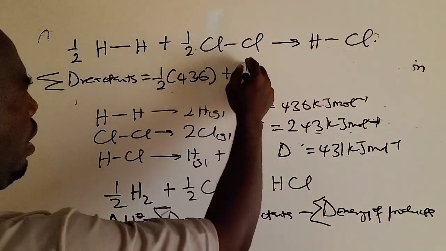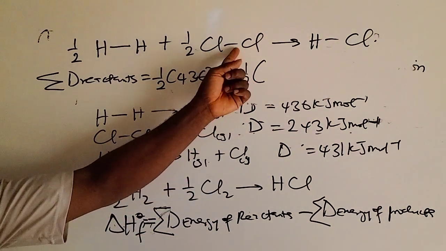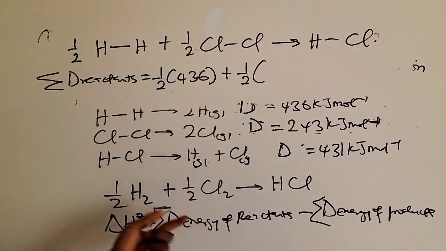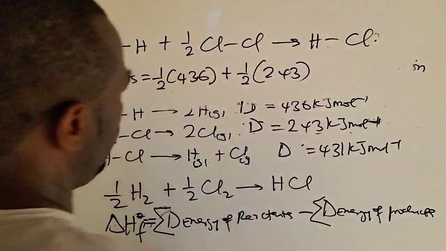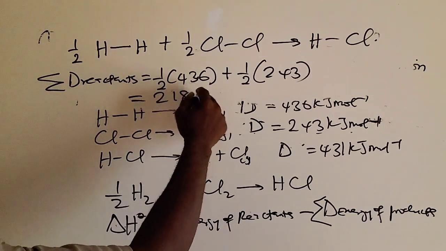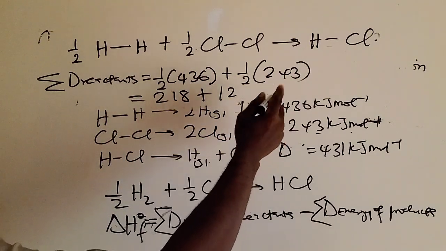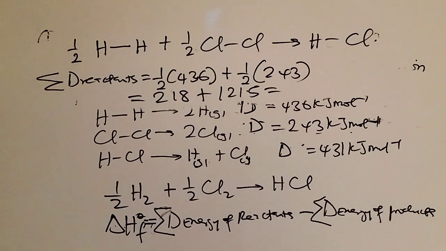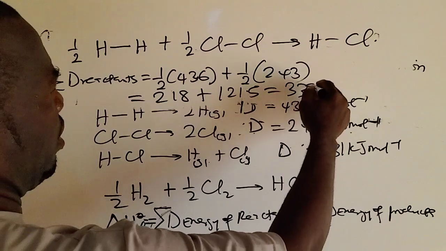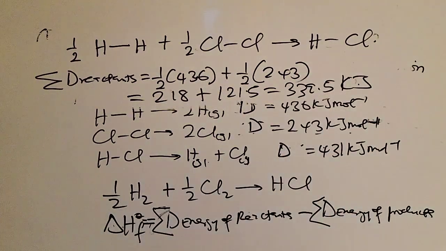Then plus half times the bond energy of chlorine. In chlorine, there's only 1 bond we're considering, and the number of moles in front is half. The bond energy for the chlorine molecule is 243. Multiply by 243. So when we solve this, we'll now be having 218 plus about 121.5. If you add the 2 of them together, we have 339.5 kilojoules. So this is the bond energy for the reactants.